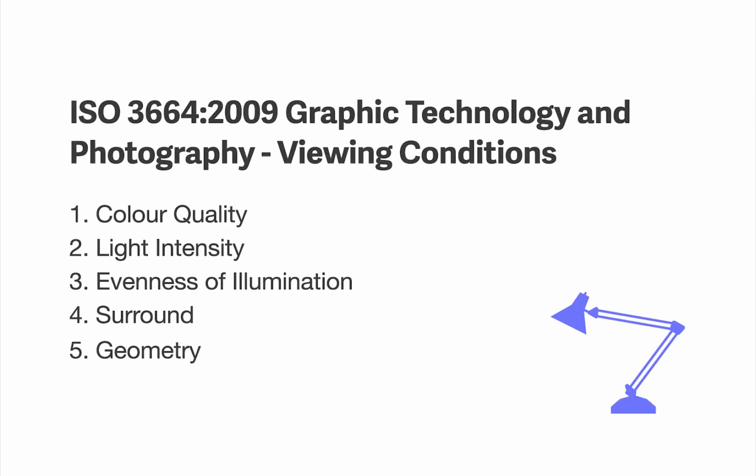The ISO 3664 of 2009 is an industry standard dealing with viewing conditions for graphic arts and specifically for critical evaluation and comparison of color prints. According to this standard, we need to make sure that the lighting conditions in our working space meet industry standards in terms of color temperature and spectral quality, light intensity, evenness of illumination, surroundings, and geometry.